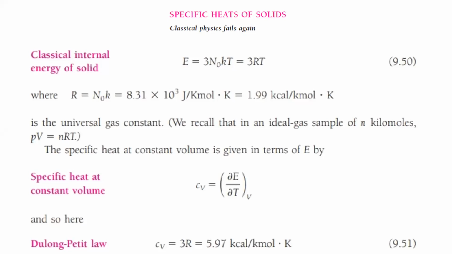Now we recall that in an ideal gas sample of n kilomoles, PV is equal to nRT. So easily we can write the specific heat at constant volume as Cv equals (del E / del T) at constant V. This equation is known to us even through thermodynamics. So automatically the Dulong and Petit law, which is also known to us, says that the specific heat capacity must be equal to 3R, which you can calculate to be almost 6 kilocalories per kilomole per K. Now this is just a very short explanation of how the specific heats of solids were explained using the classical concept. The Dulong and Petit law is a classical concept using oscillators harmonically oscillating within a solid. Total energy is dependent only upon that, and hence these equations.